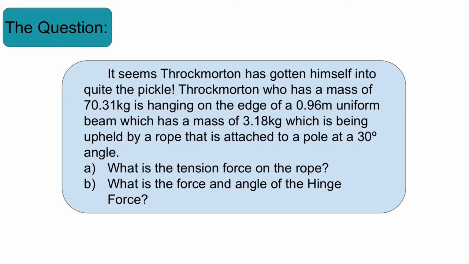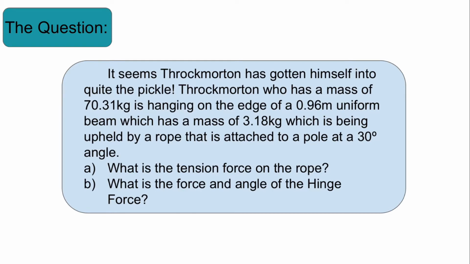Now here is a question that perfectly resembles this system that I've created. It seems Throckmorton has gotten himself into quite the pickle. Throckmorton, who has a mass of 70.31 kilograms, is hanging on the edge of a 0.96 meter uniform beam which has a mass of 3.18 kilograms, which is being upheld by a rope that is attached to a pole at a 30-degree angle. Part A. What is the tension force on the rope? And part B, what is the force and the angle of the hinge force?